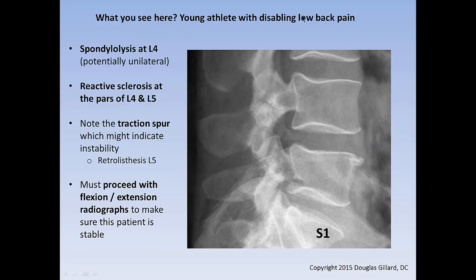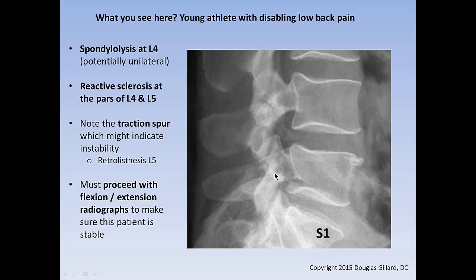So what do you see here? Here's a young athlete with disabling low back pain. What do you see here? So here's L4. You can see a spondylolysis right here. Can't tell if it's bilateral or unilateral. So we have reactive sclerosis. See all this white right here? So pretty suspicious for a spondylolysis. Not 100% conclusive. You can see reactive sclerosis here around the fracture site.